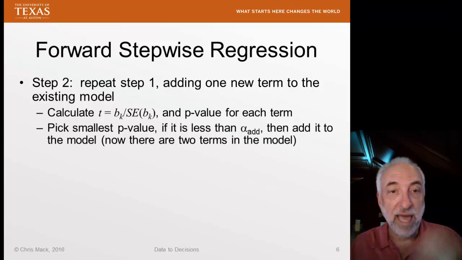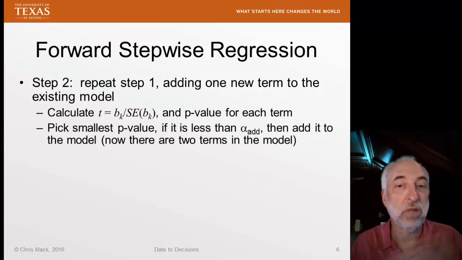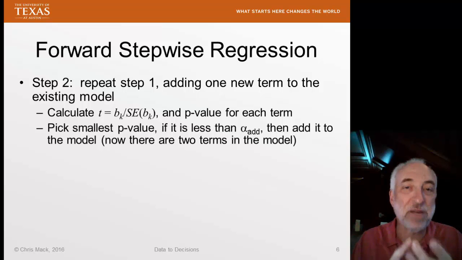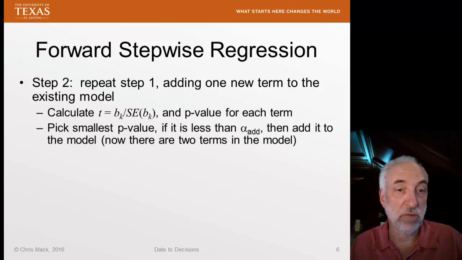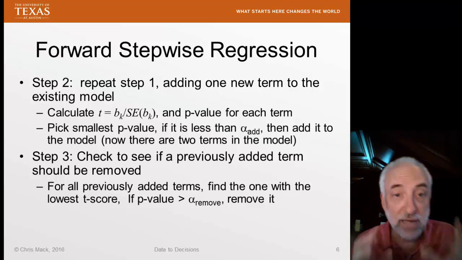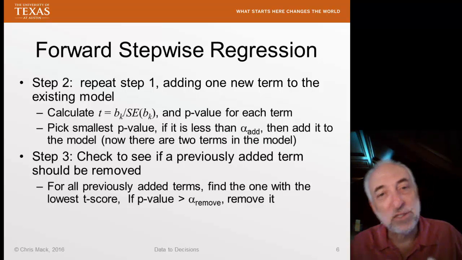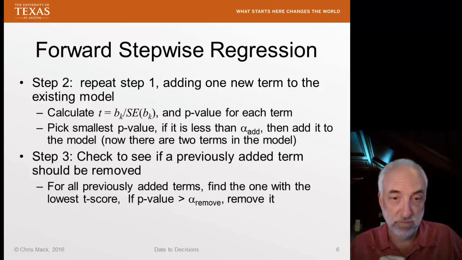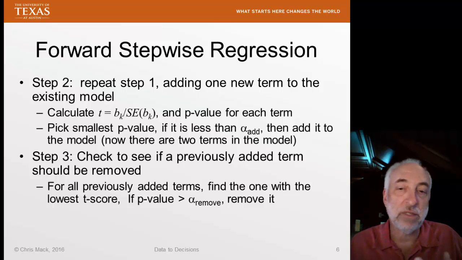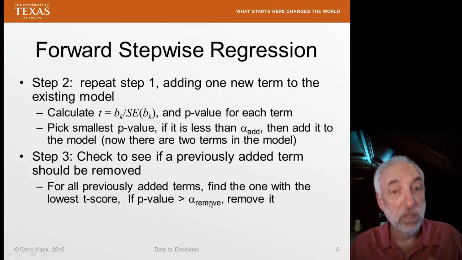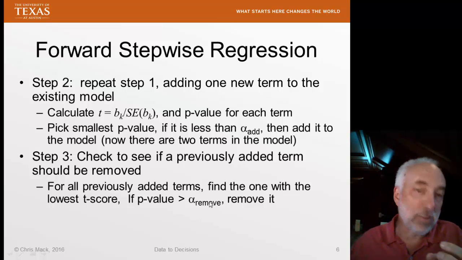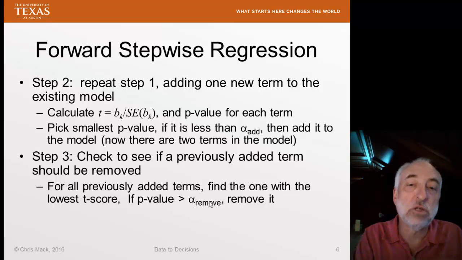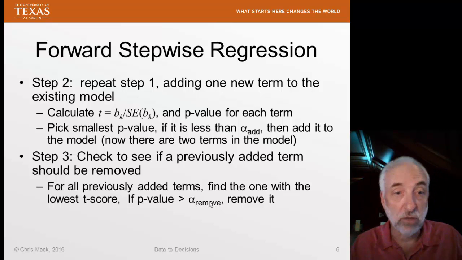Now we have the best two variable three-parameter model we can find. But then we have to be careful, because when we added this new term, we've affected the significance level of the previous term. So we look at all the previously added terms and see which one has the lowest t-score, and if the p-value for that one is bigger than alpha remove, then we'll remove it. Right? So adding some of these new terms might render some of the other terms we already have in the model insignificant because of multicollinearity.